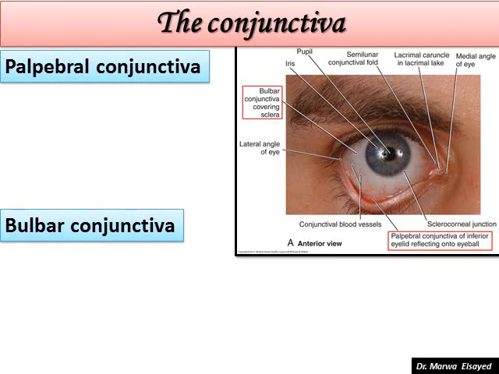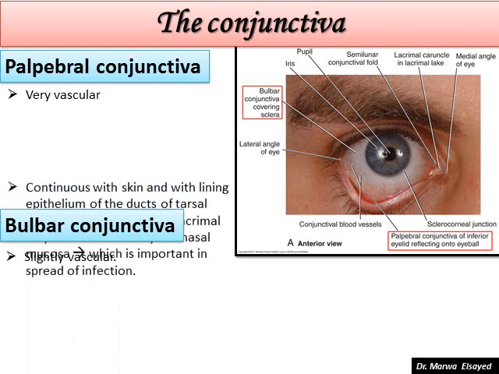Now we'll talk about the palpebral and palpar conjunctiva. The palpebral conjunctiva means it is a conjunctiva which lines the eyelids. It is very vascular, but the palpar conjunctiva is slightly vascular.